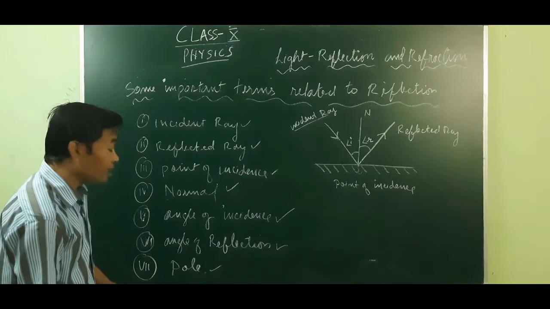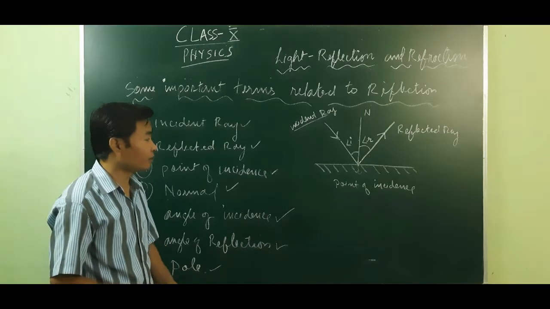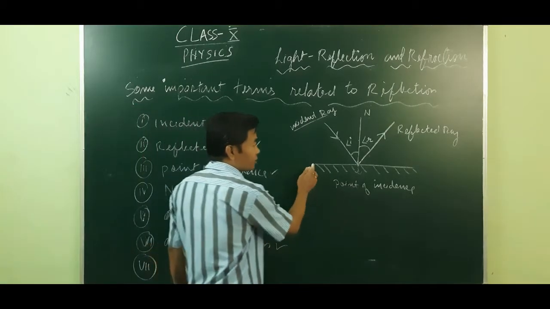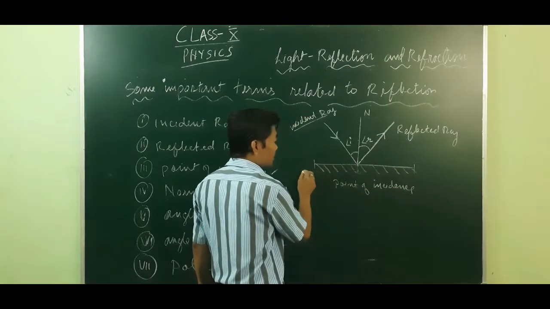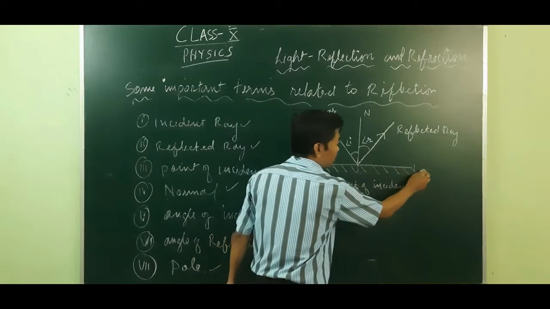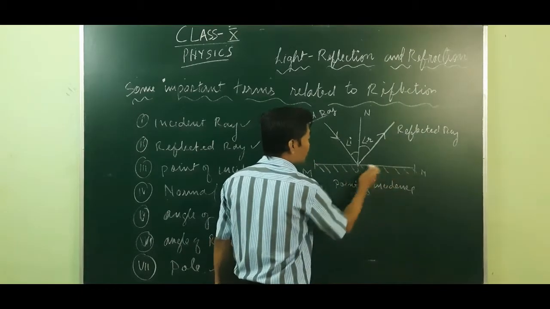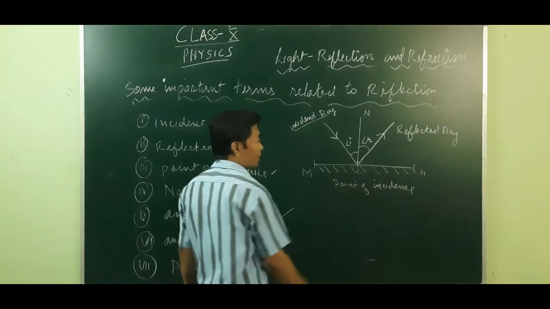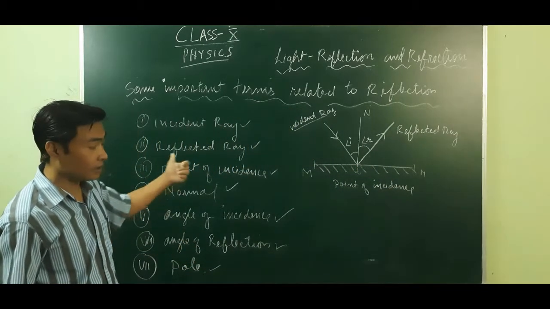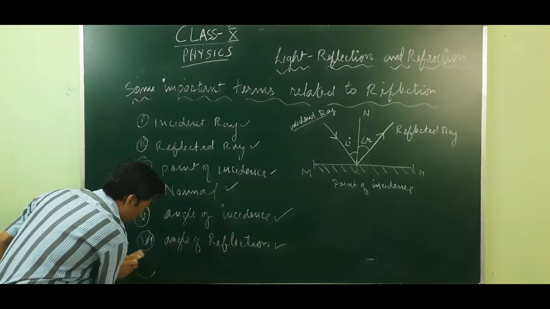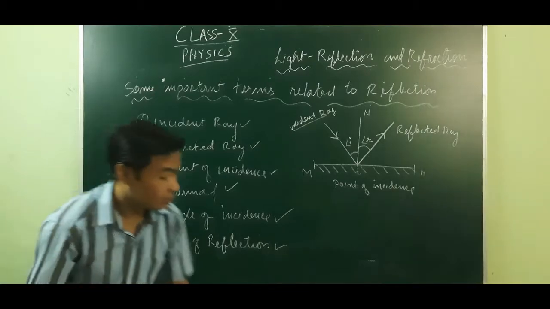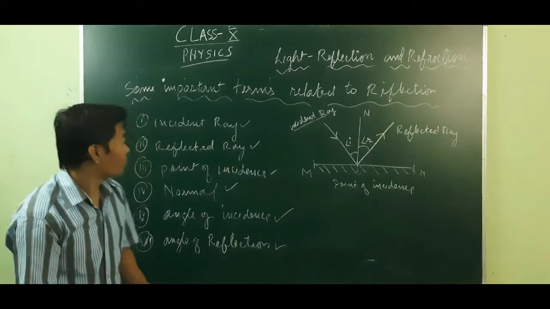Pole is the center of the mirror or a reflecting surface. So if this is a mirror, let's take an example of a plane mirror, M and N. The center of the mirror we call the pole. We will study more about the pole in the next class. For now we will recap what we have learned.